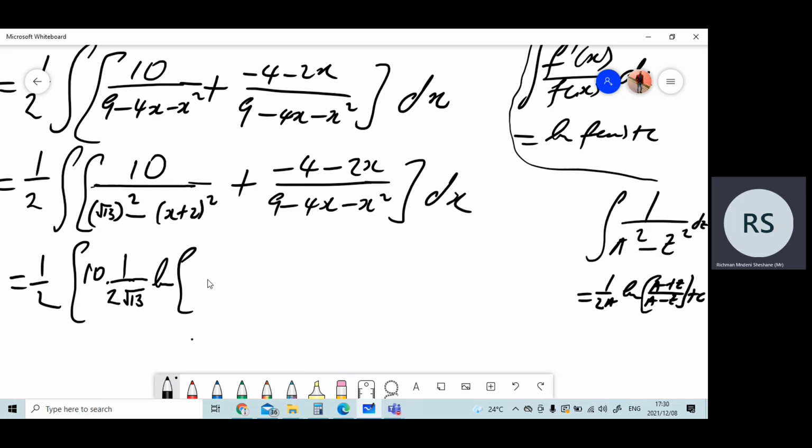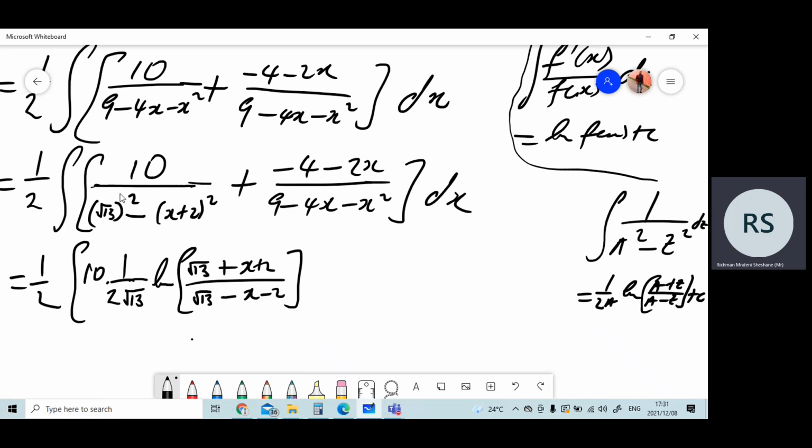Ln of a plus z, our a is square root of 13 plus z, our z is x plus 2, over a minus z, your a is square root of 13 and minus x minus 2, when you minus x plus z. This is the integral of this form.